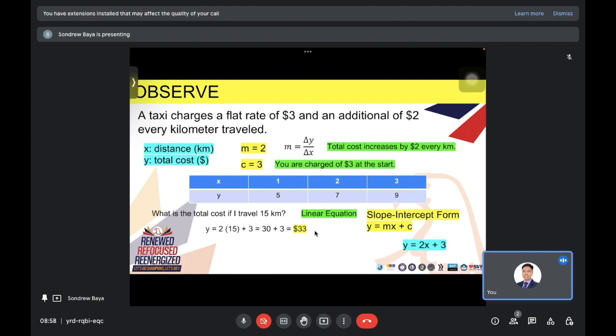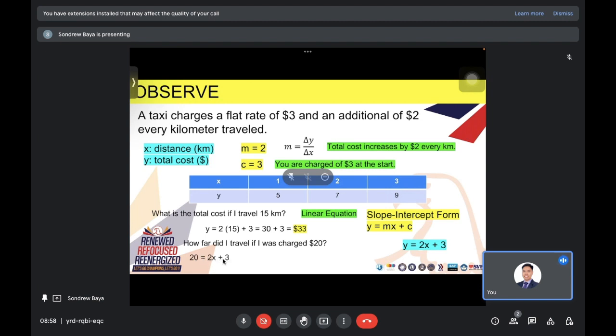Now, how about if the question is, how far did I travel if I was charged $20? Now, take note that $20 is the total cost. And the question, how far, is asking us for the distance. Therefore, we are given the y quantity and we are asked for the x quantity. So using the same equation, we can now substitute this as 20, which is the y, equals 2 times, we don't know the x, plus 3.